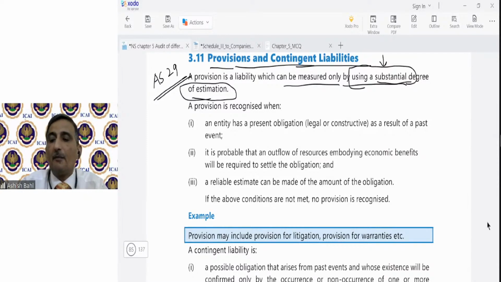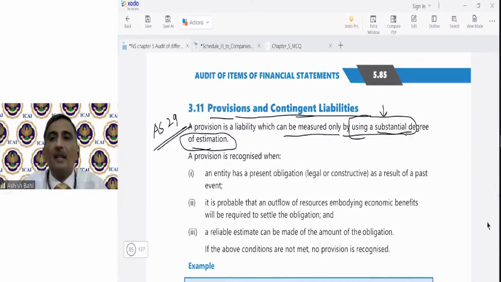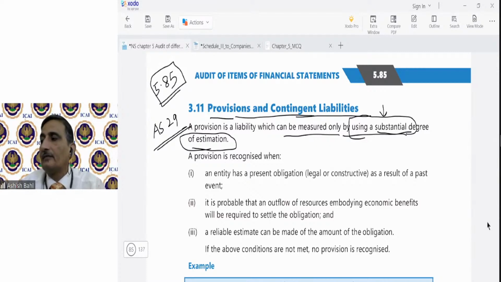Okay. Yes, page number. Faizan, page number is 5.85. Page number is 5.85.